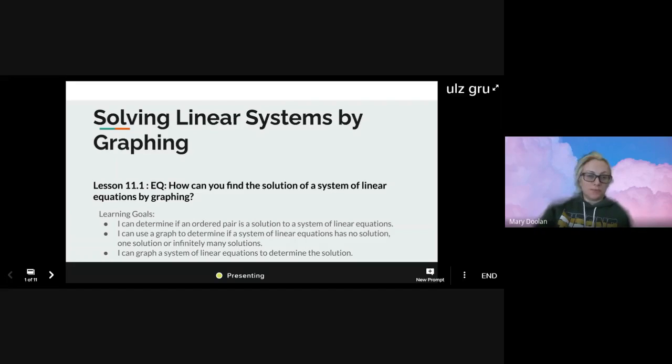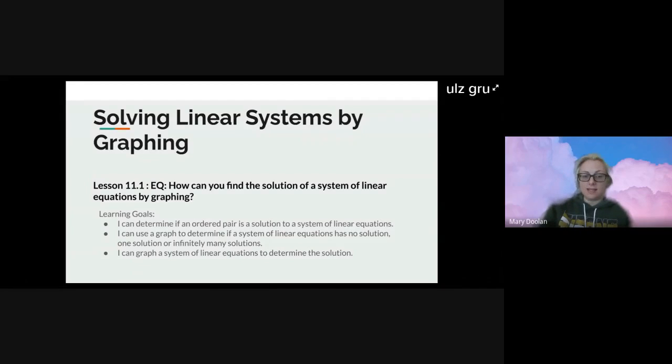And so today's lesson: solving linear systems by graphing. This is lesson 11.1 out of your text. And how can you find the solution of a system of linear equations by graphing?